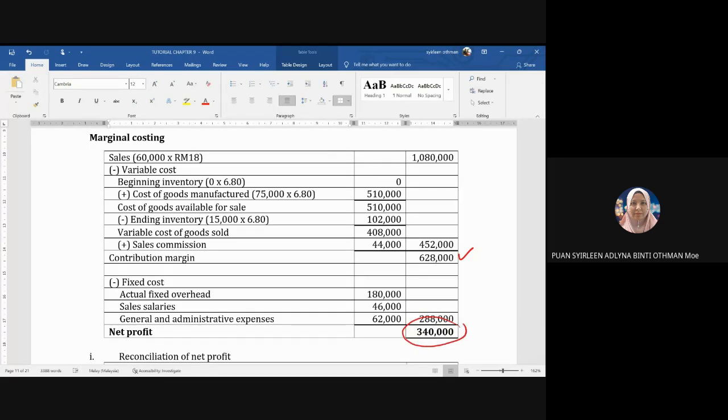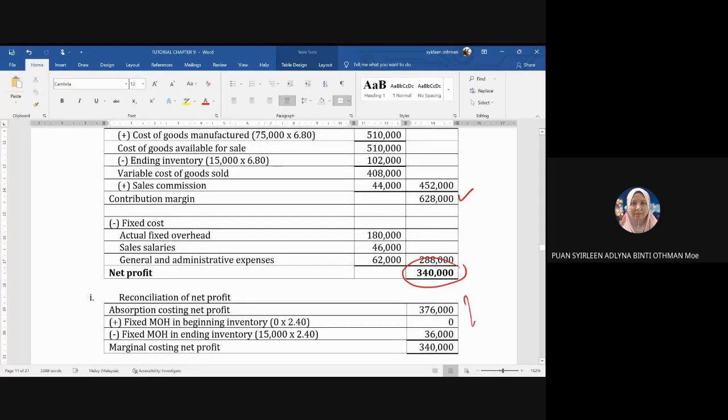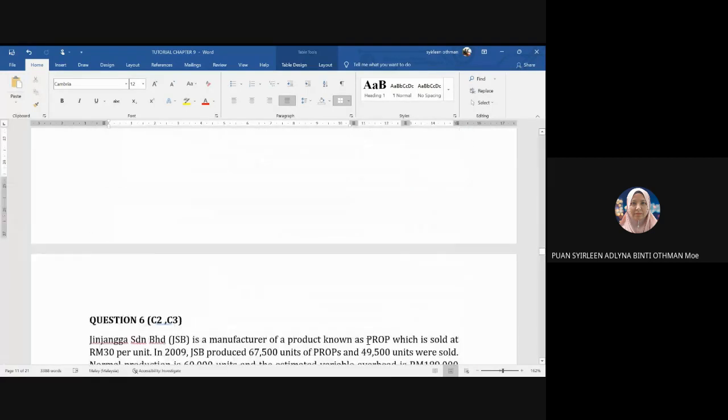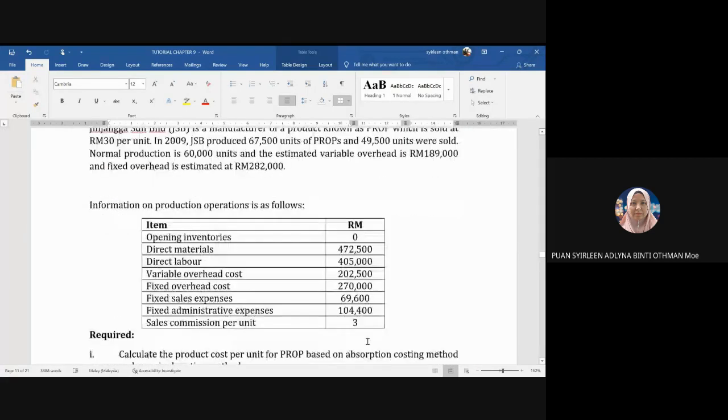So the reconciliation, okay, will be this one. So this is the net profit for your absorption. This is net profit for your marginal. Okay, so perbezaan di beginning inventory kosong sebab unit dia kosong. Perbezaan di ending inventory is 36,000. Okay, so kita minus, kita akan dapat balik the net profit in your absorption, marginal costing. Okay, alright. Next, kita pergi ke soalan 6. Sebenarnya sekejap je ni.